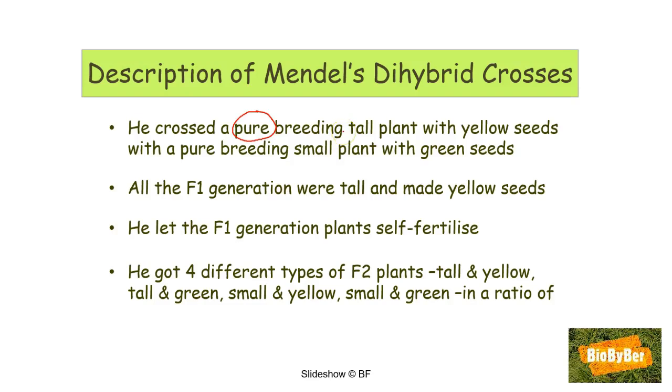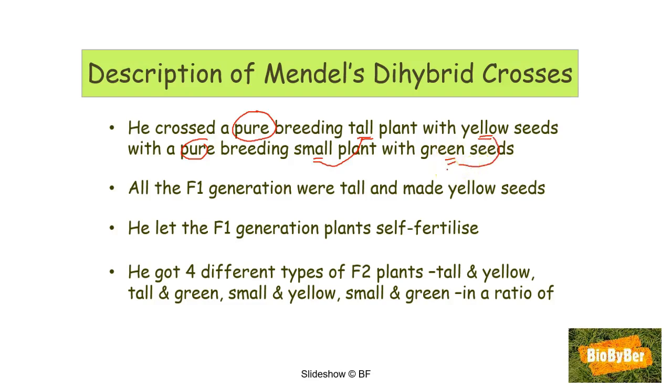Mendel knew this, because he bred all these pea plants himself. So he crossed a pure breeding tall pea plant which would produce yellow seeds with a pure breeding small pea plant which would produce green seeds. So looking here, we have two characteristics. We have the characteristic of height with the contrasting traits of tall and small, and we have the characteristic of seed colour or pea colour with the two contrasting traits, yellow and green.